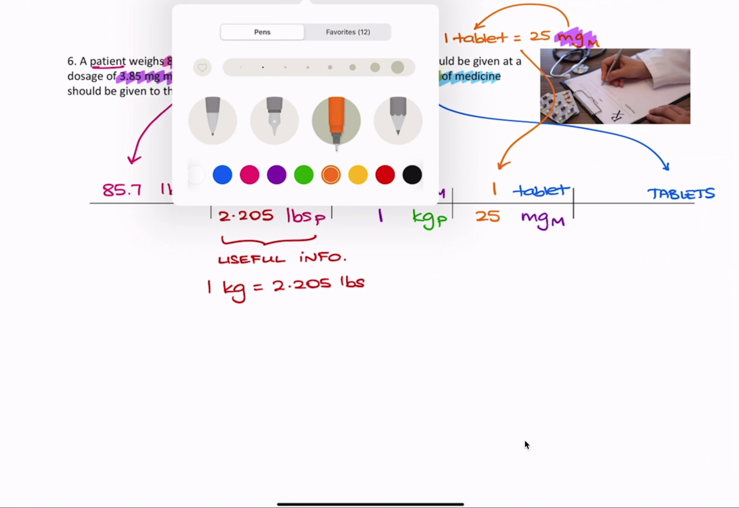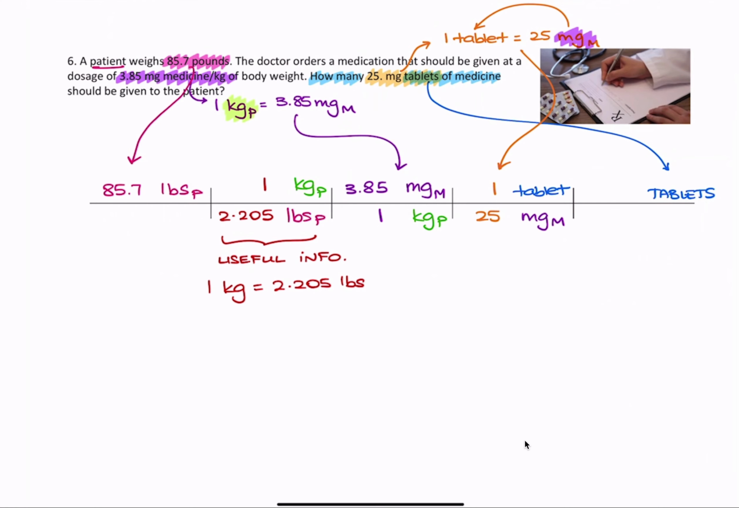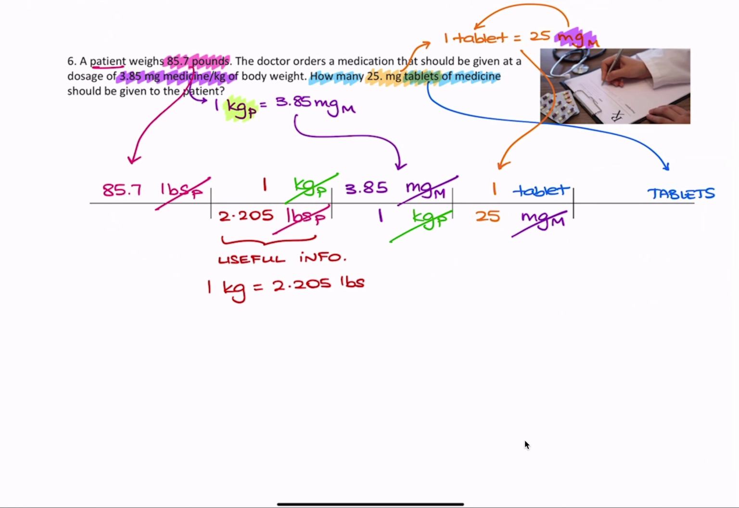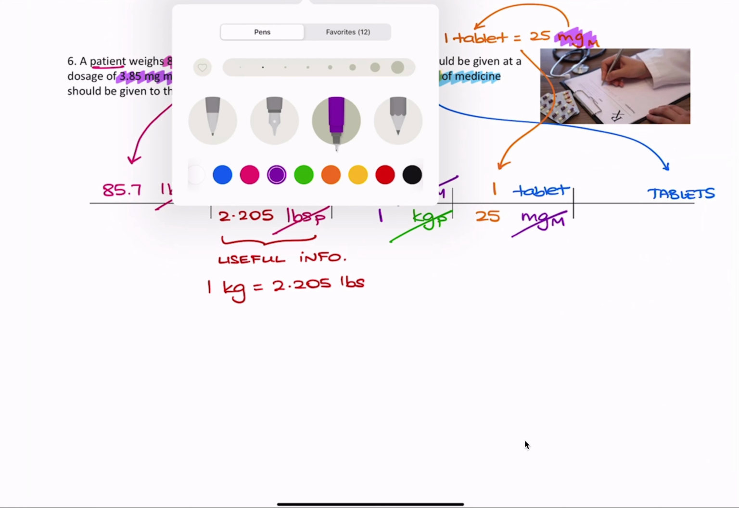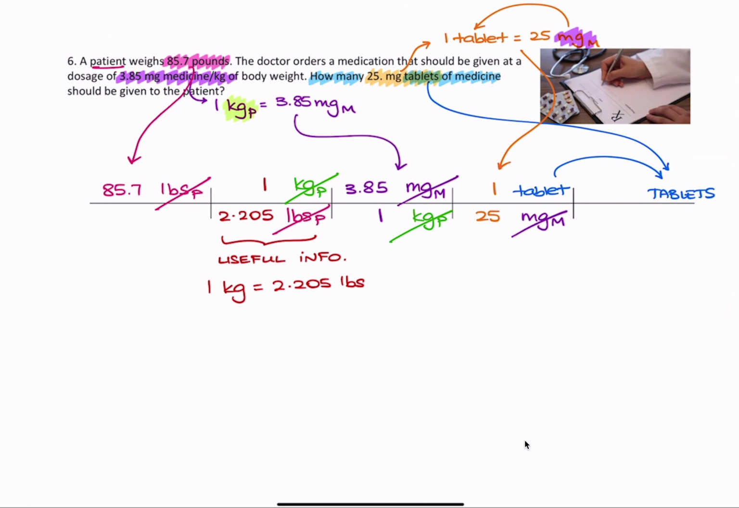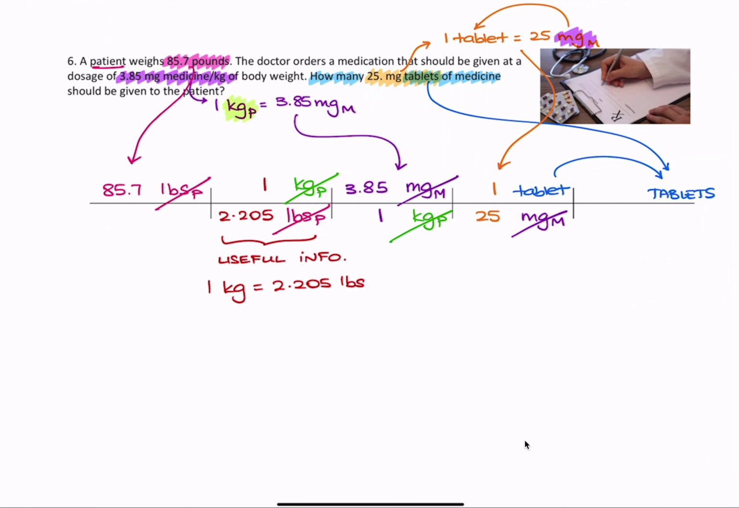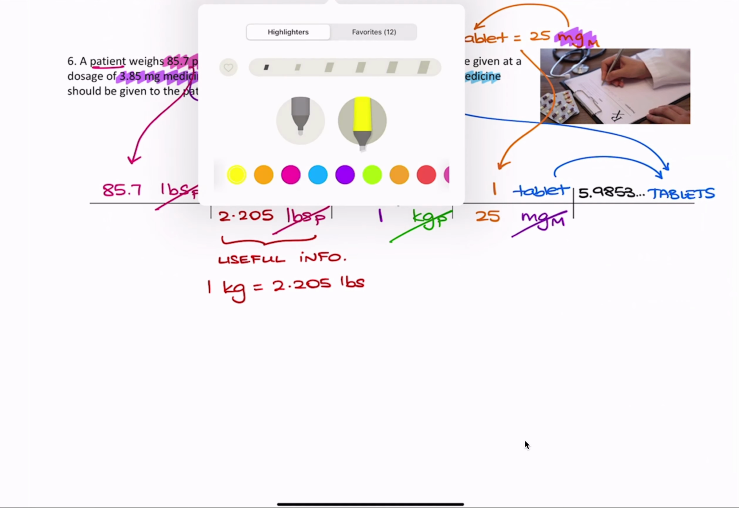Always check your unit before you move on, before you even spend time typing on your calculator. So your pounds of patient cancel, your kilogram of patient cancel, your milligram of medicine cancel, and you're left with tablets, which was your goal. You wanted to convert the pounds of patient into tablets. Now you can plug this into your calculator. So the calculator gives you 5.9853 and so on per your calculator, but sig figs wise, let's take a look at this.